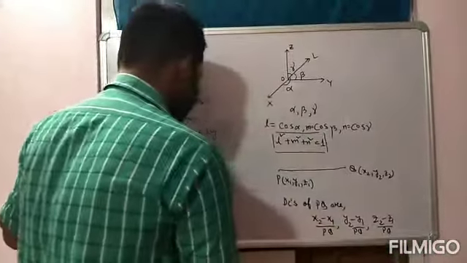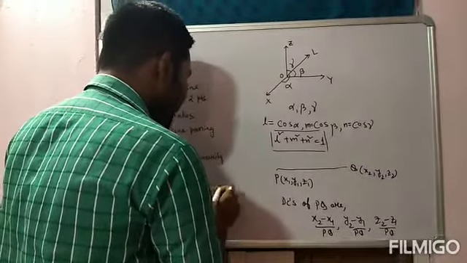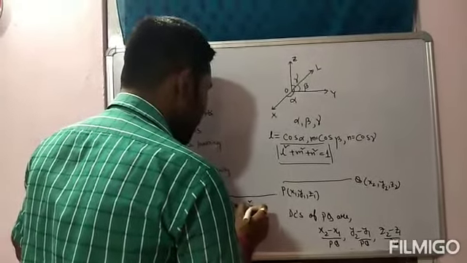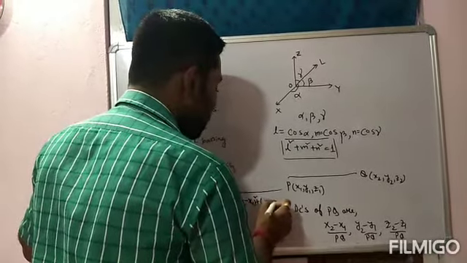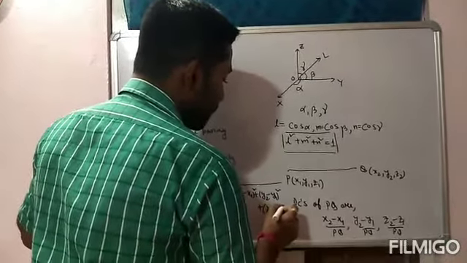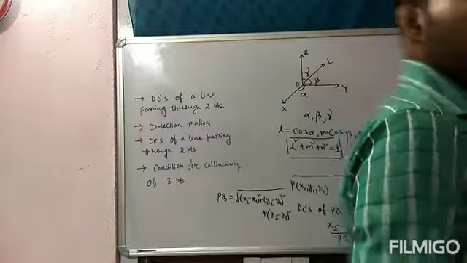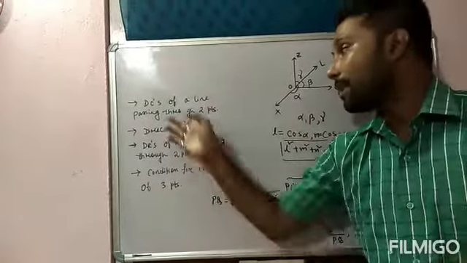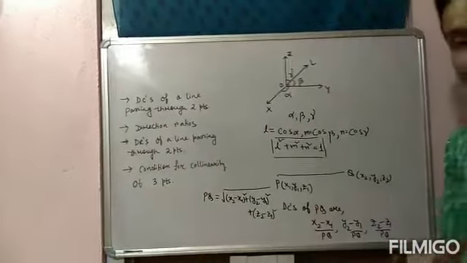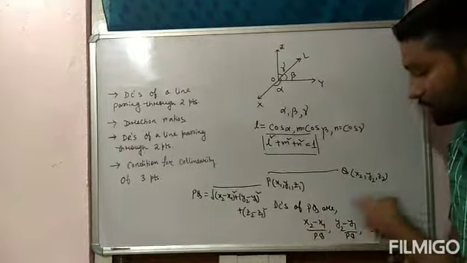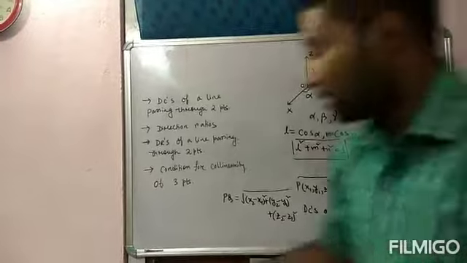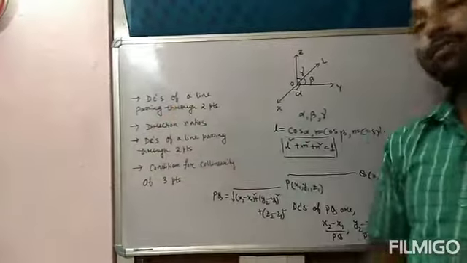PQ is the distance between the 2 points, that means PQ = √((x2 − x1)² + (y2 − y1)² + (z2 − z1)²). The coordinates of P and Q will be given in the question. By using these 2 coordinates, you have to find the direction cosines by using this formula. So this is all about direction cosines of a line passing through 2 points.